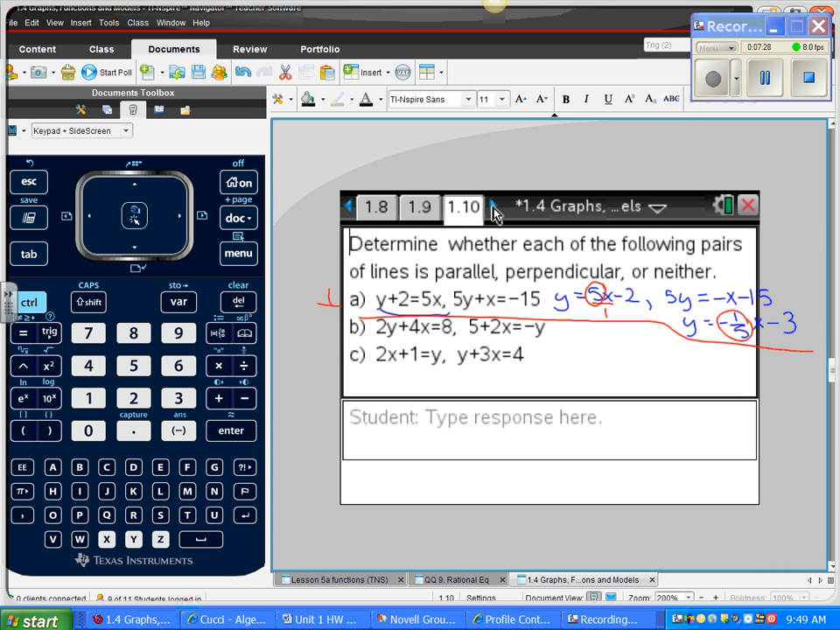All right, so let's try the next one. You're going to solve for y, and then you're going to find the slope. So I want you to pause the video here. I want you to try it and then come back.